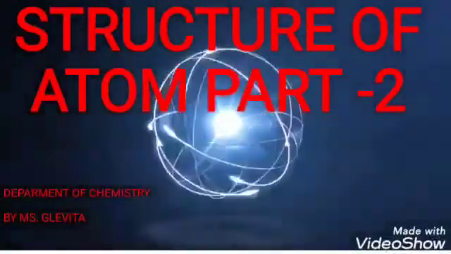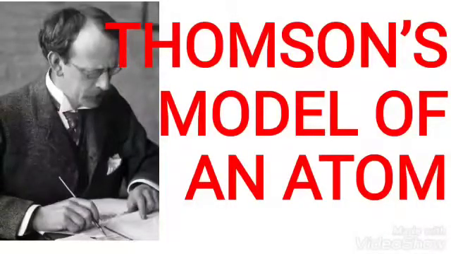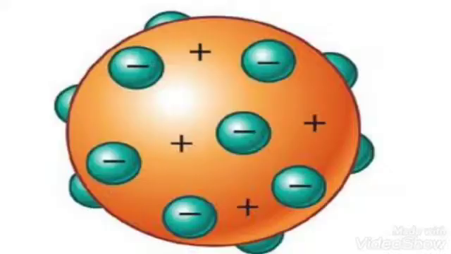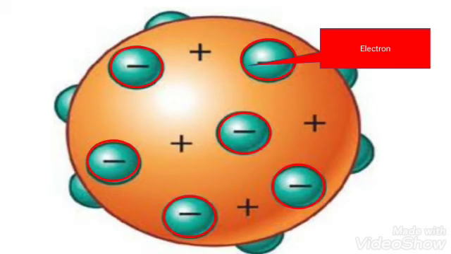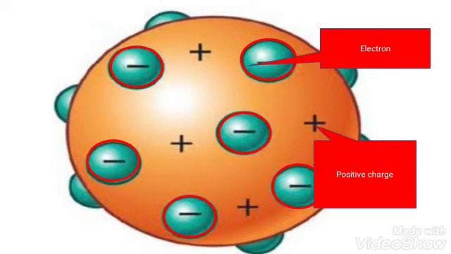Structure of Atom Part 2. Thomson's Model of an Atom. J. Thomson proposed that an atom possesses a spherical shape in which the positive charge is uniformly distributed. The electrons are embedded into it in such a manner as to give the most stable electrostatic arrangement.